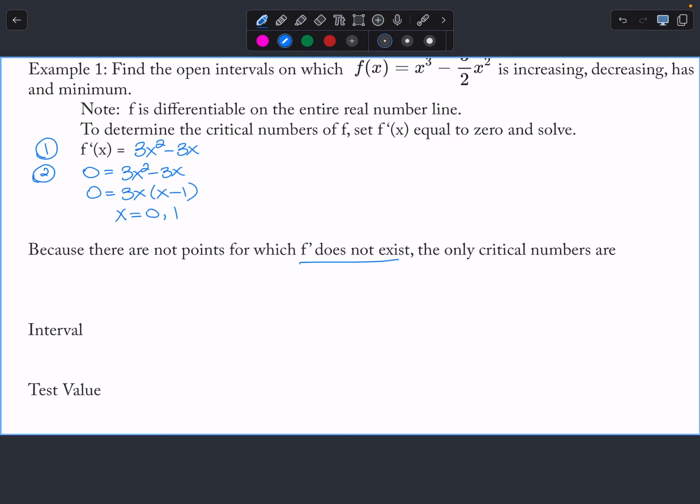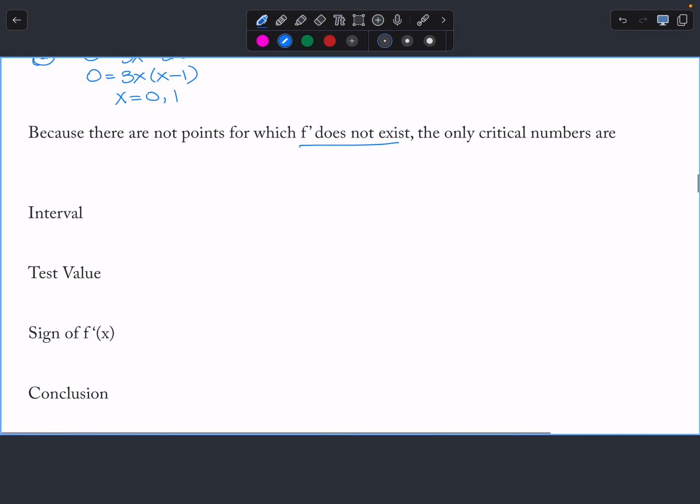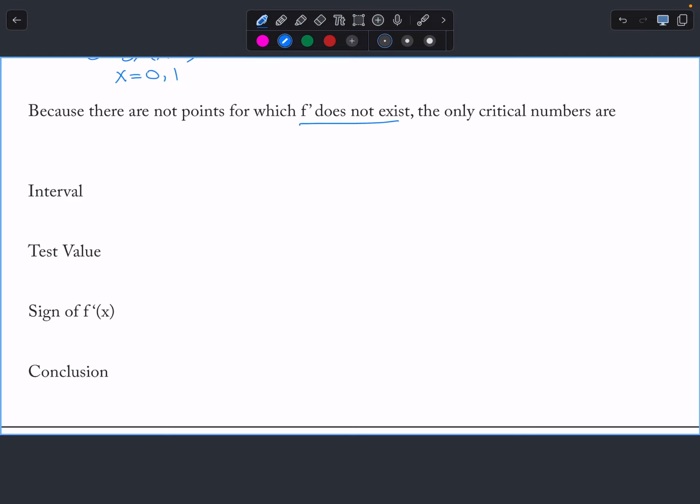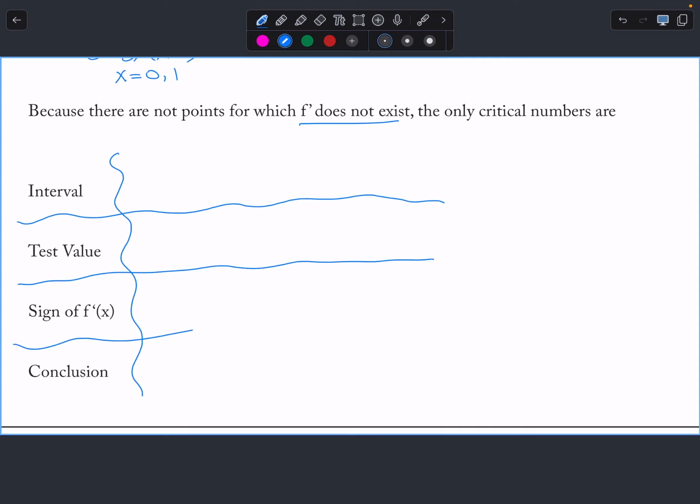So what I want to do now is test values to the right and to the left and in between 0 and 1. So I'm going to create myself a table. If you go to a tutor, or if you want to abbreviate, the answer is no. You are not allowed to abbreviate in your table. And yes, I do want the table every single time. So one more time, I want the table every single time, and I do not want you to abbreviate.